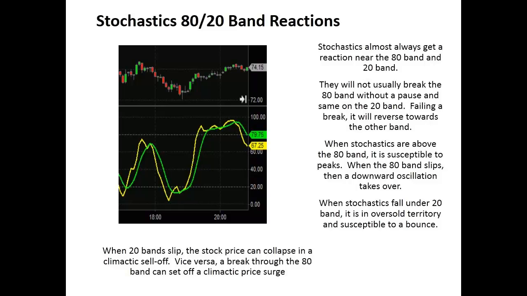Now, once again, you don't want to go by the literal conventional definition or notion of how to use the stochastics by strictly going long off 20 band crosses up and short off 80 band crosses down. Sometimes they work really good and sometimes it's just chop.